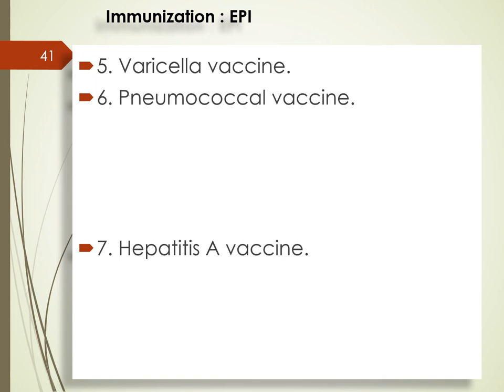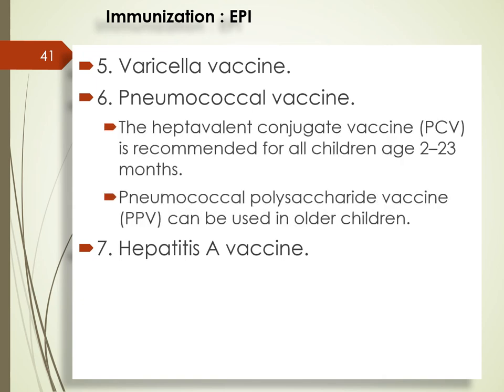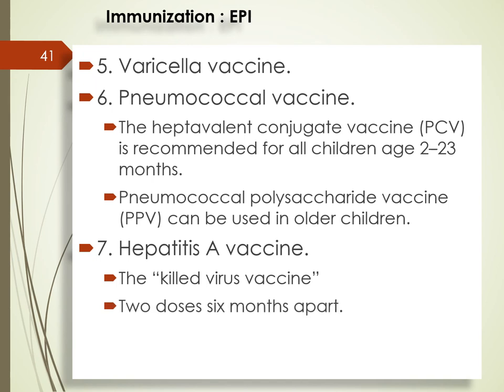These are the other EPI vaccines: varicella vaccine and pneumococcal vaccine. You can have your conjugate vaccines or your PCVs, recommended for all children 2 to 23 months and now recommended among the elderly. Your pneumococcal polysaccharide vaccine or PPV can be used in older children, usually given 2 years and above. Your hepatitis A is a killed virus vaccine and it will require 2 doses.